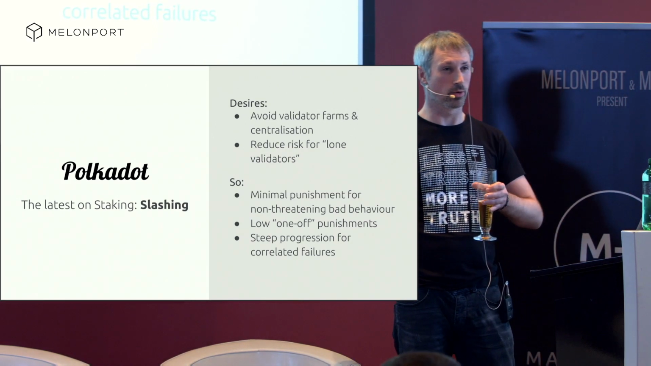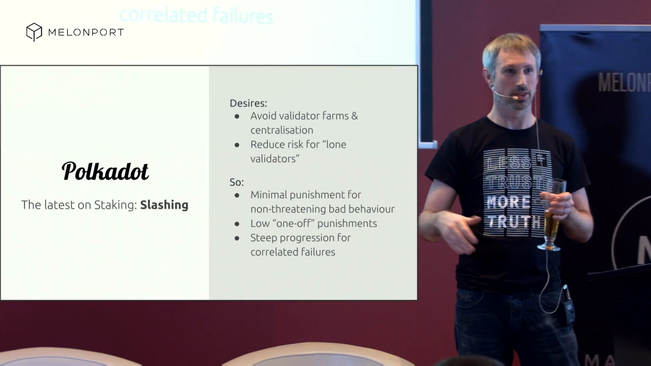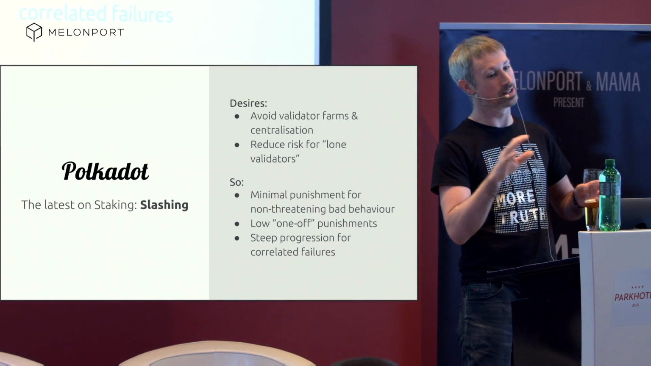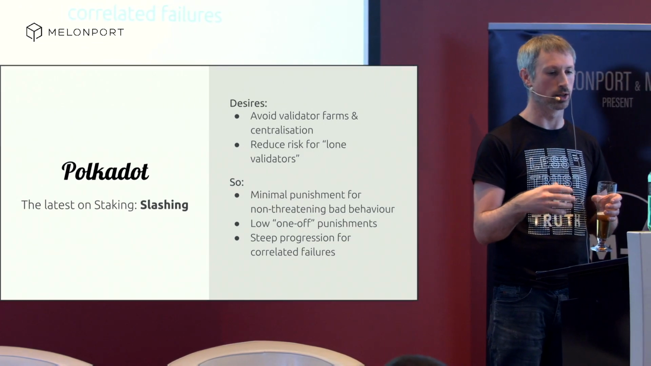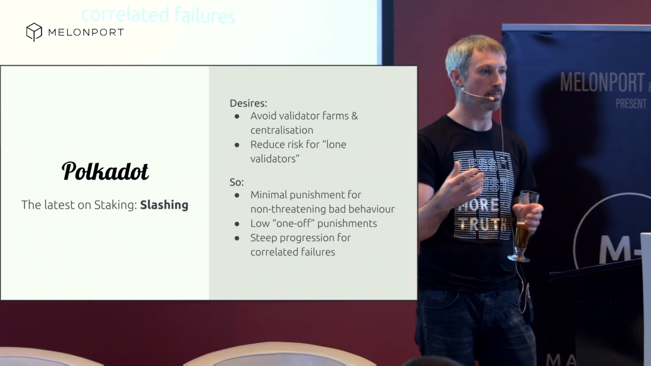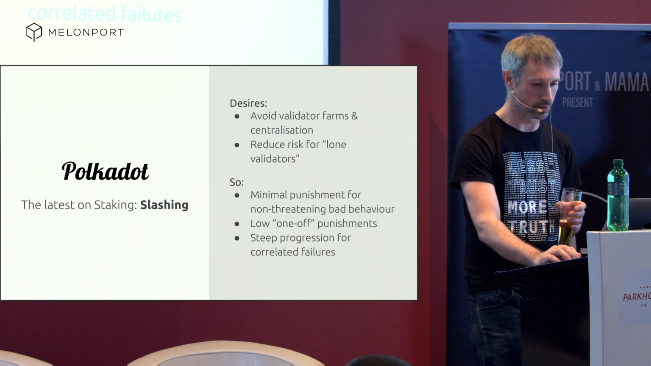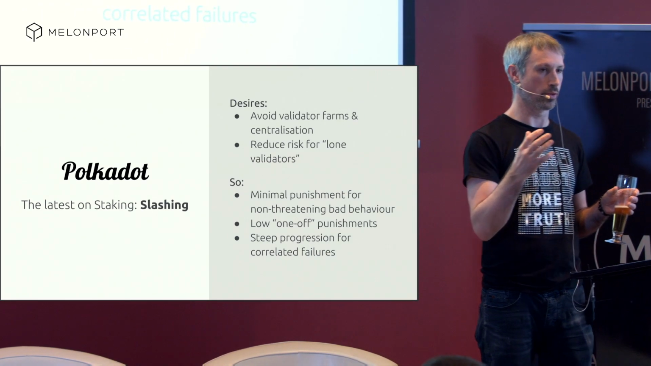And it's a problem. What you want to do is try and incentivize there to be as many different validators with as many different system configurations doing things in as many different ways as possible to mitigate for that. So what we want to do is make it more likely that lone validators, independent validators, are going to be using their own hardware and their own software deployments and so on. And that's where we came up with this minimal punishment for non-threatening bad behavior.